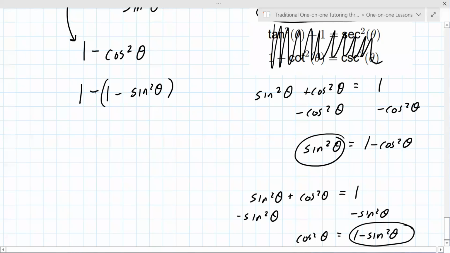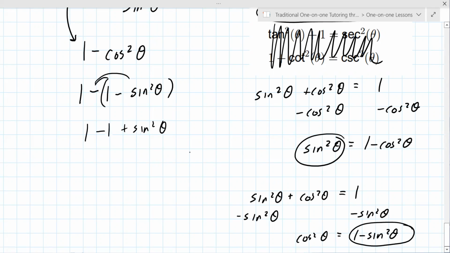And you may be like, hey, what do I do here with this? So you distribute the negative, and you get 1 minus 1 plus sine squared theta. And you see that the ones cancel and you get sine squared theta.